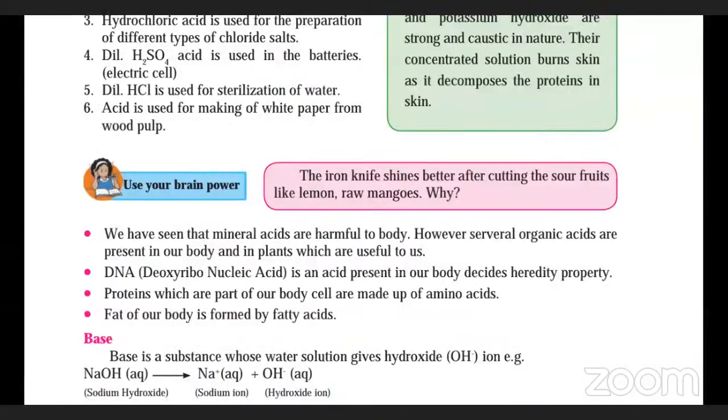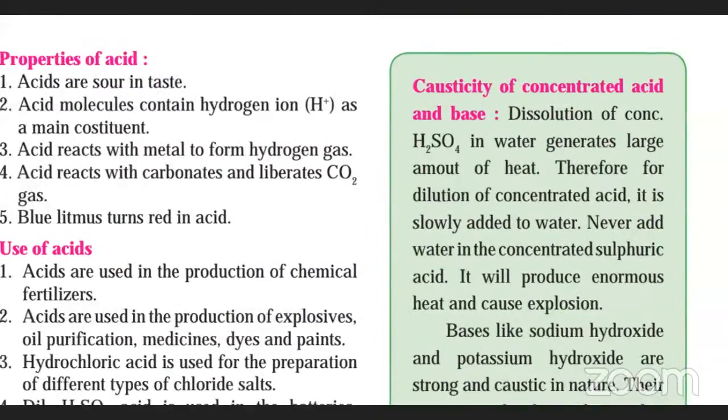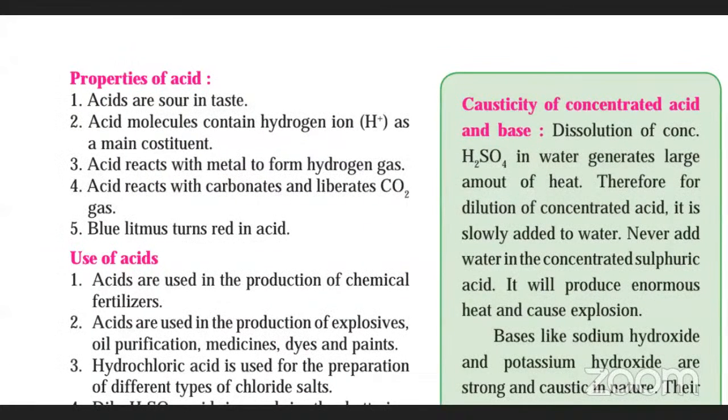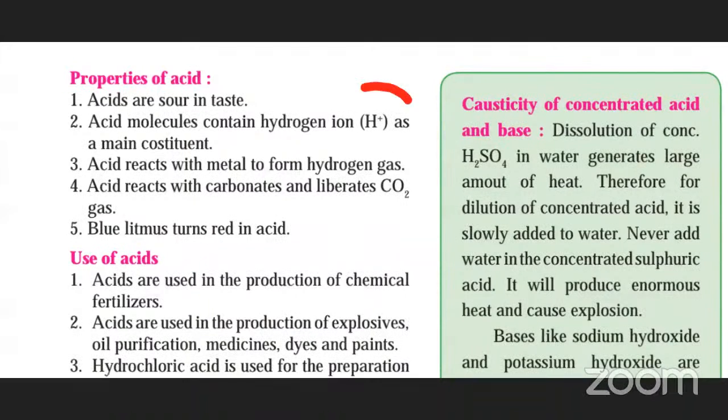Next, here you have properties of acids. First, we have already discussed that acids are sour to taste. Acids taste sour. Then just now we have said that acids give H plus ions. Then again, we discussed that blue litmus paper turns red. The color of the litmus paper in acid is red. So you learn about these three properties, first, second and fifth, about acids. If it is asked in any answer, you have to write these three properties of acids.